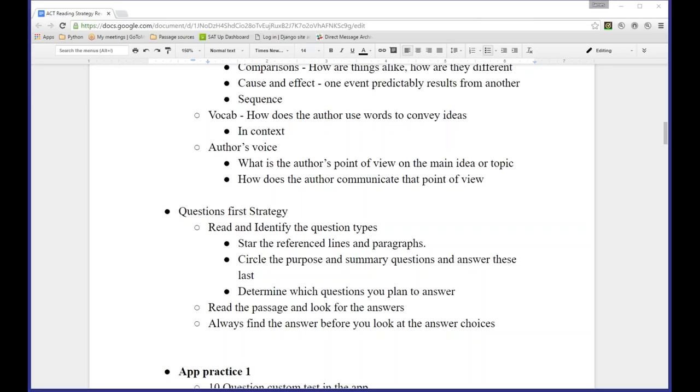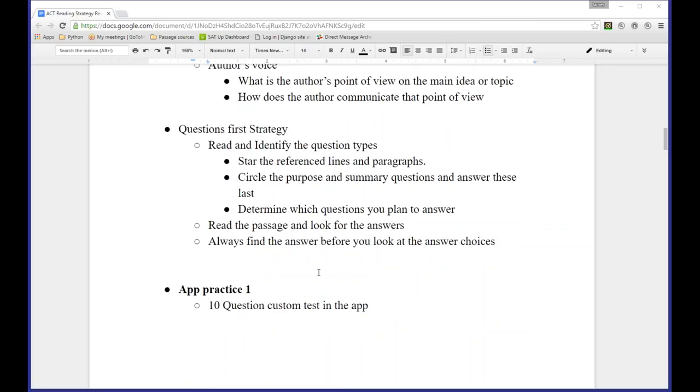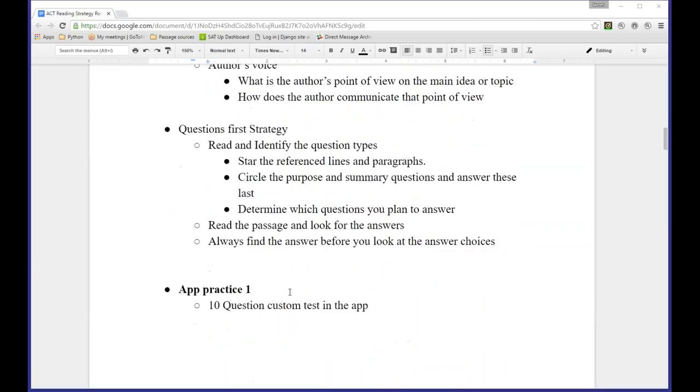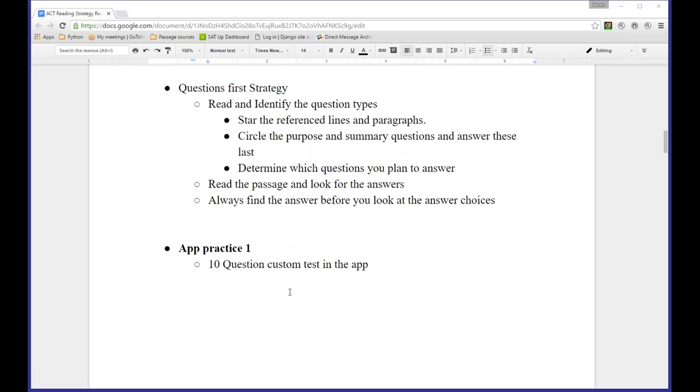All right, now that we've reviewed our strategies, it's time for that first one was our warm-up. That was warm-up number one. All right, this time we're going to do our 10-question custom test in the app. And this time you get to pick your own four test topics. All right?